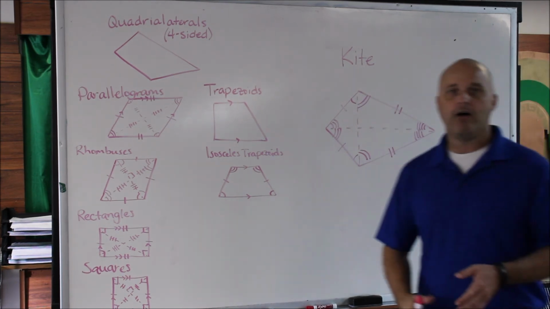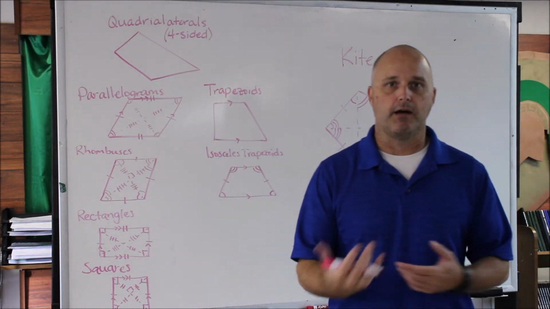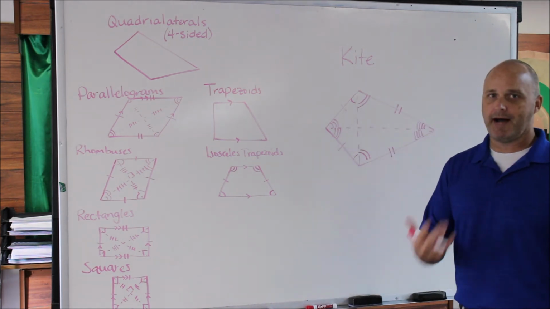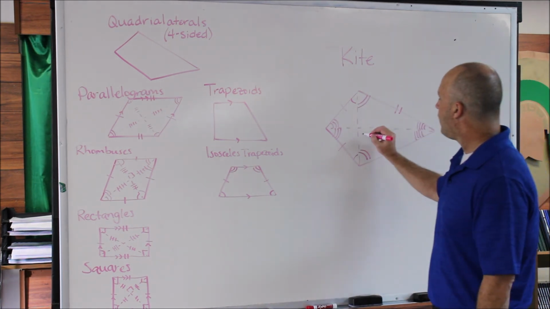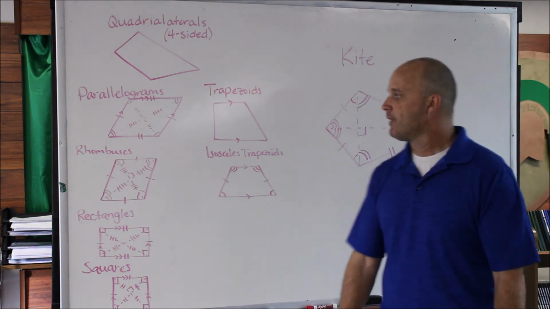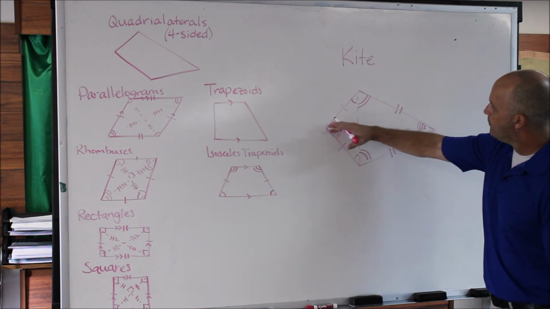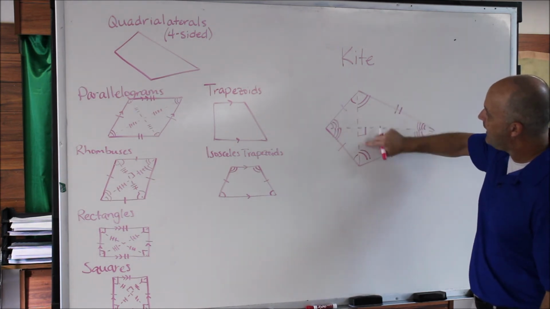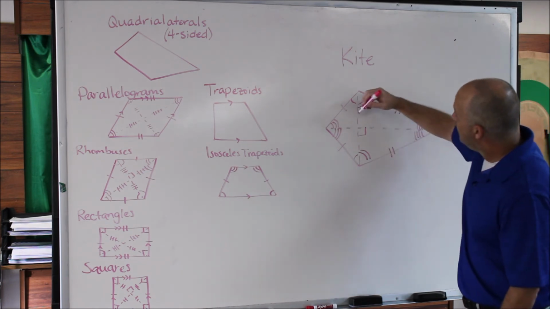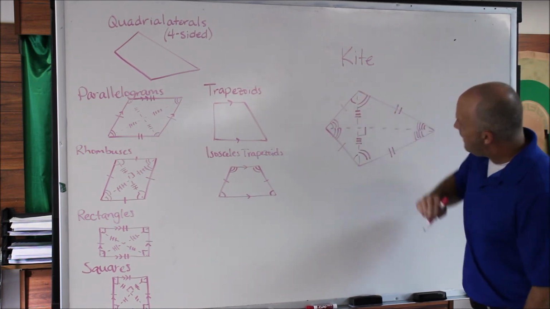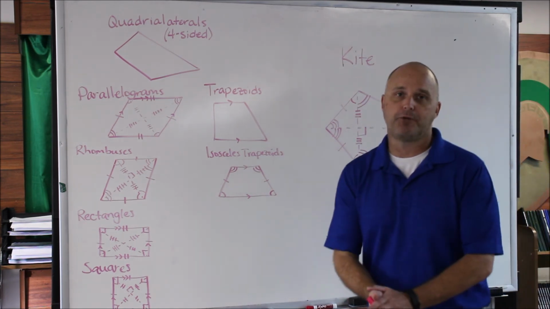Now, the diagonals are also going to have a couple of special properties. The diagonals are not necessarily going to bisect each other, but they are going to intersect at right angles. Now, the longer diagonal is actually going to bisect the shorter diagonal. So this one right here is going to be congruent to that one right there. And those are your properties for a kite.